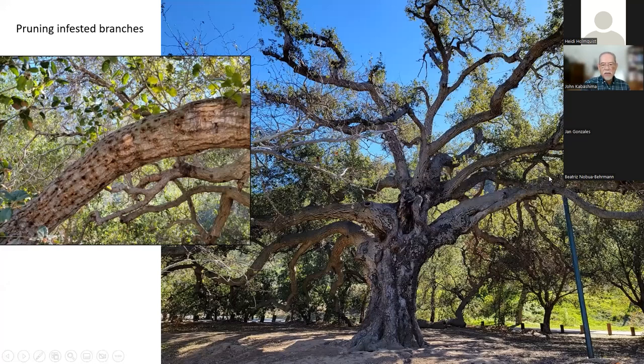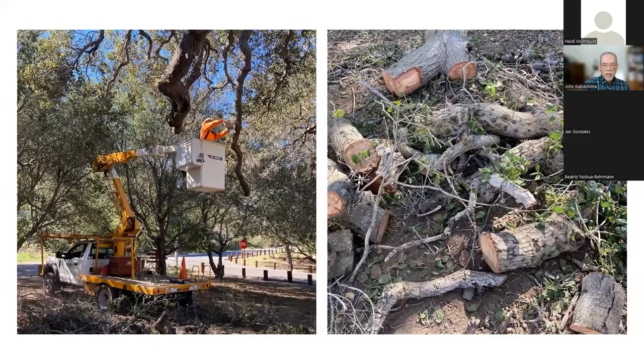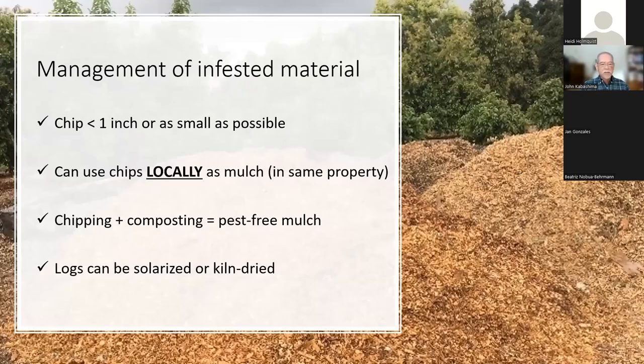Here's another tree in Orange County that had branches that were infested. So we just simply removed the infested branches, and we also treated the tree. And you can see that there were quite a few branches that were removed, and you can see the staining. So these trees probably were supplying beetles into the surrounding areas.